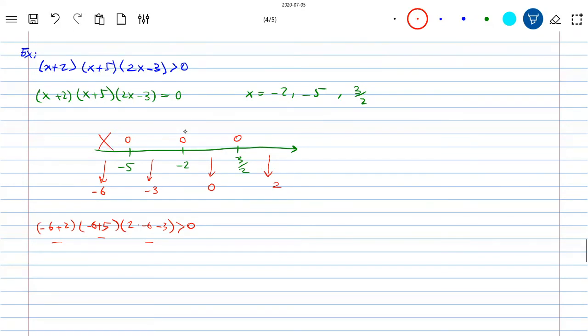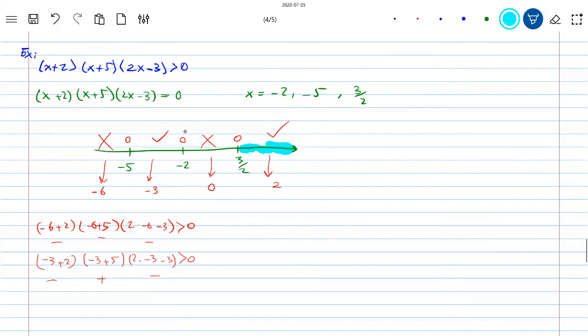If you try negative 3 plus 2, negative 3 plus 5, 2 times negative 3 minus 3. To see if this is greater than 0, what you get is negative, positive, negative. The result is a positive number, which is always greater than 0. Yes, it is. And then try 0, you'll get negative, positive times negative, not acceptable, and you'll have an acceptable solution. I didn't go through all the numbers, but you can try it.